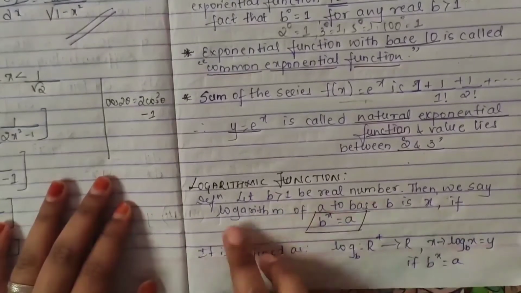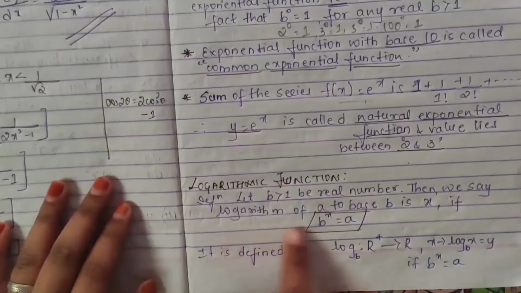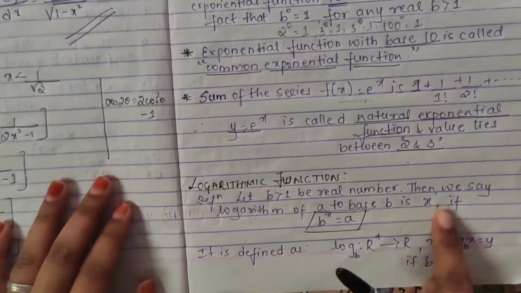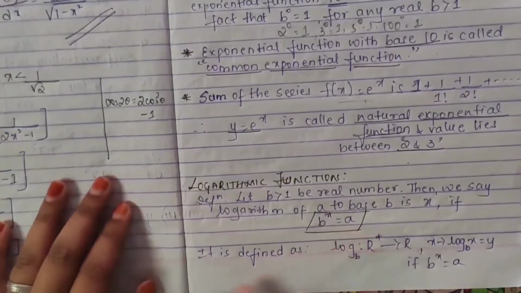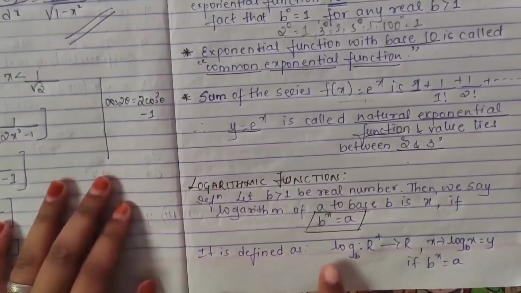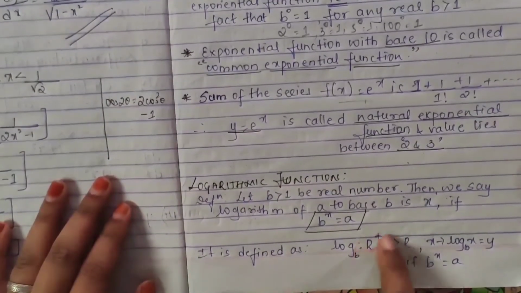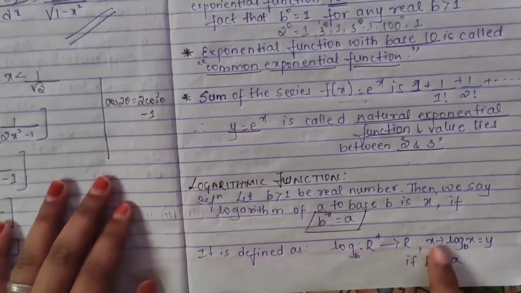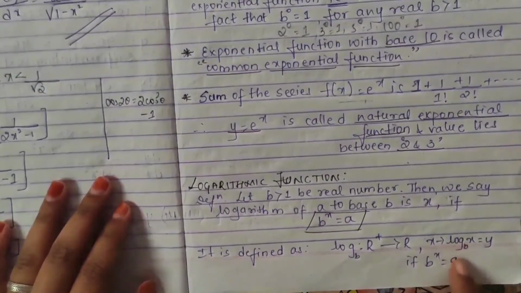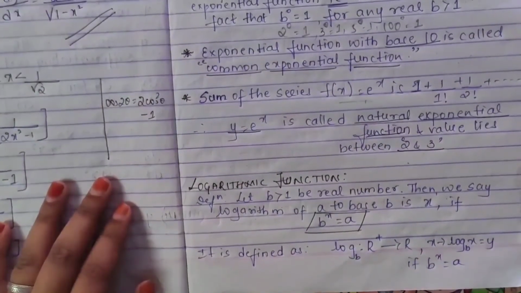Logarithmic function: let b greater than 1 be a real number. Then we say that the logarithm of a to base b is x, that is, b to the power x is equal to a. It is defined as, in general, log from R plus to R. R plus means positive numbers, and this is your range. b is the base. So I have given x tends to log x to the base b is equal to y if b to the power x is equal to a.